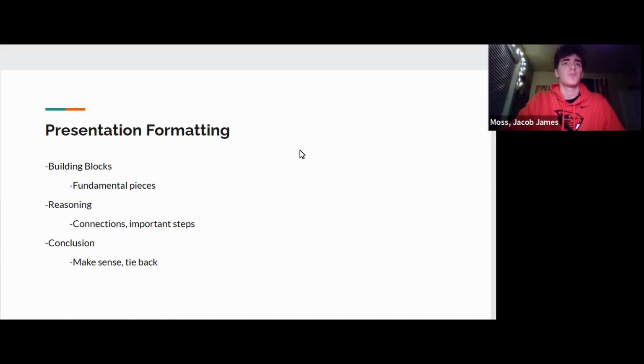This is going to be followed by the reasoning section, where we're going to be going over the key steps and points that take you through the building and understanding of the problem. And then finally, we're going to be tying everything back together with the conclusion, where we state our conclusion clearly and ensure that the subject makes entire sense.